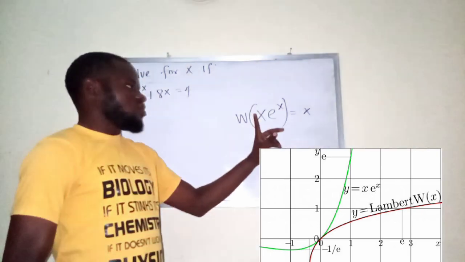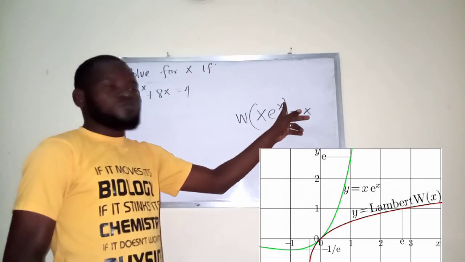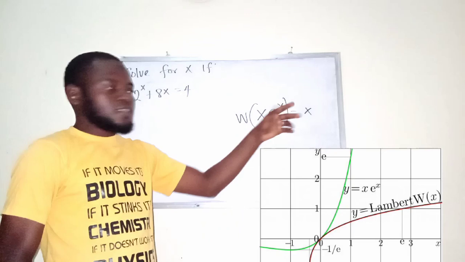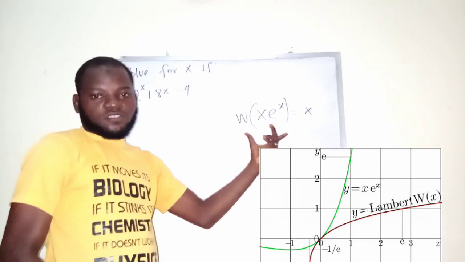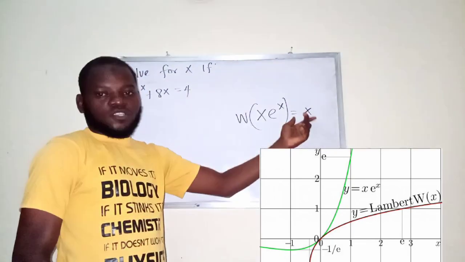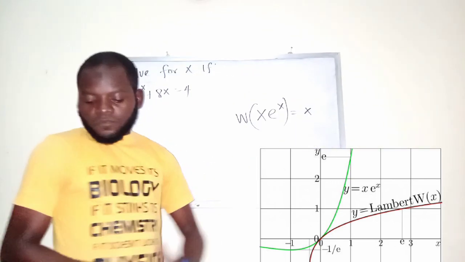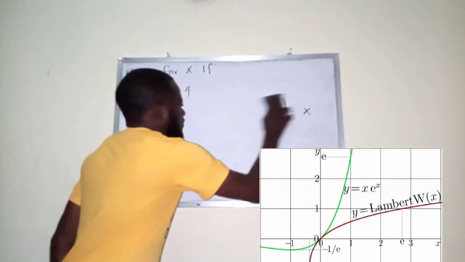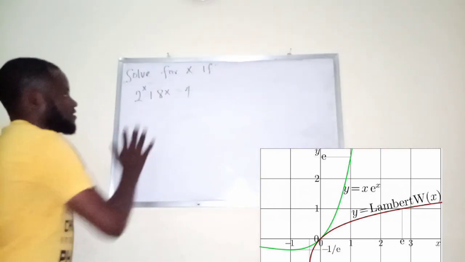So if this is u, and e is raised to u, are you getting it? When you take the W function of this, your result will be u. Okay, let's move on to this question now.